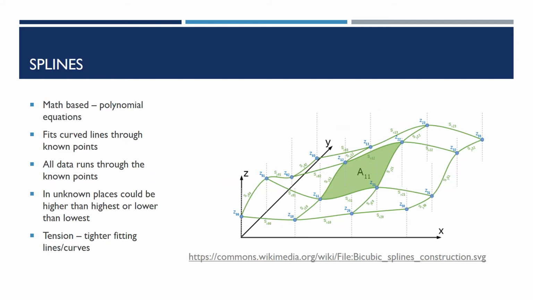Splines are based on polynomial math equations. They fit curved lines through all your known points of elevation. This forces the data to run through the points, but because of the nature of polynomial curves, you can end up with values that are higher than your highest and lower than your lowest.